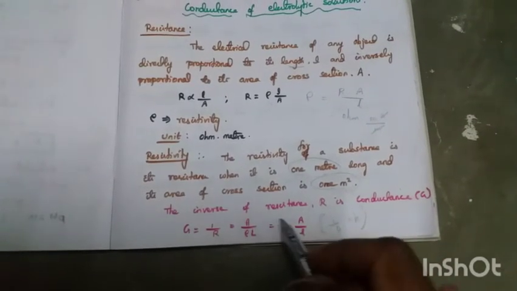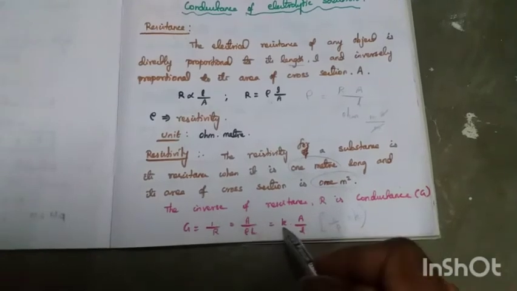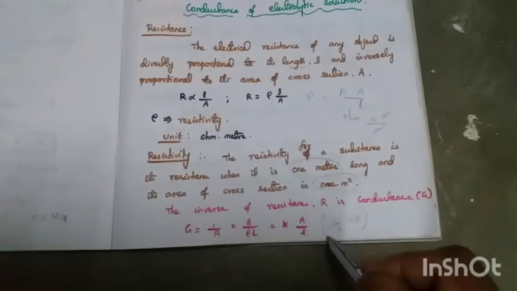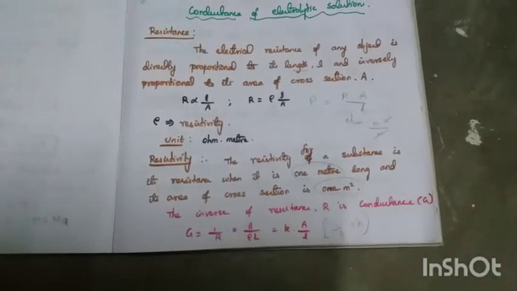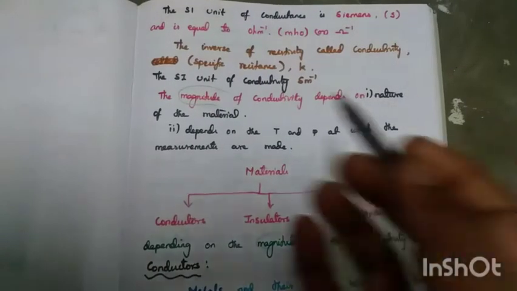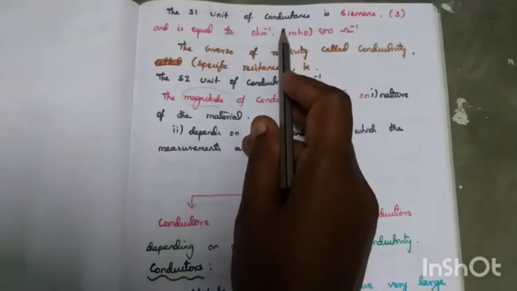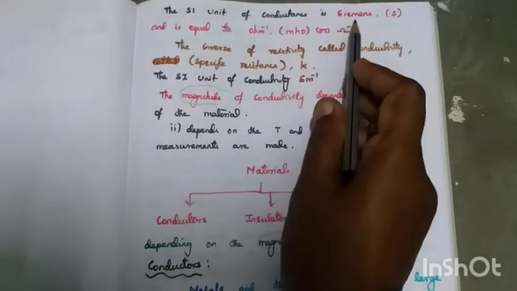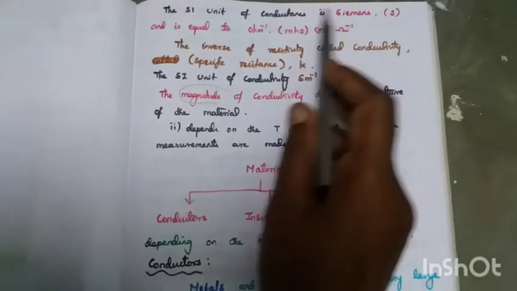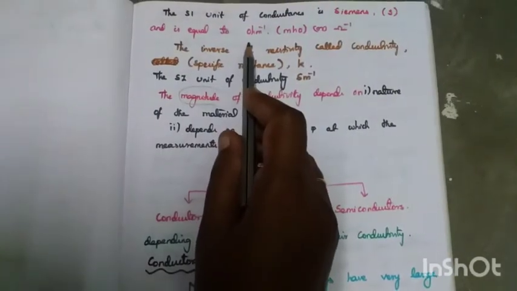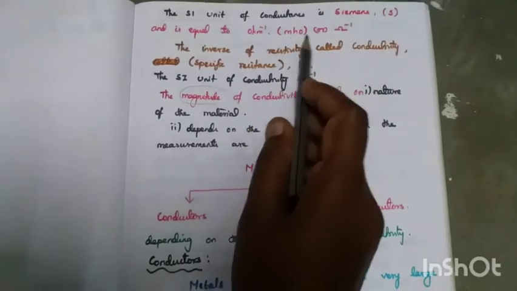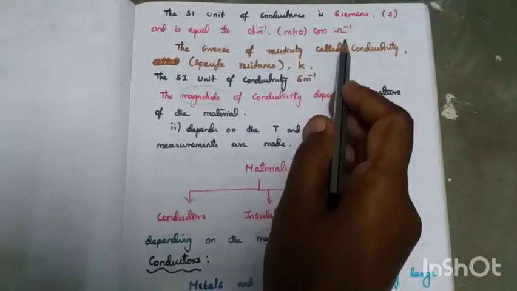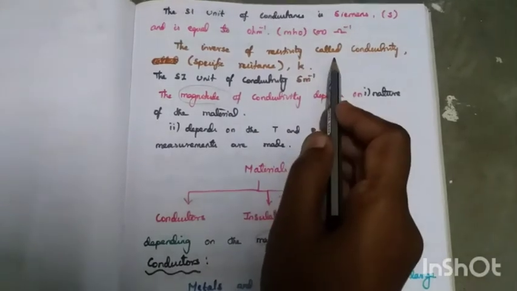What is this K? K is the specific conductance. 1 by rho is called K. The SI unit of conductance is Siemens, S. It is also equal to ohm inverse or mho, or it is written by this symbol. The inverse of the resistivity is called conductivity.